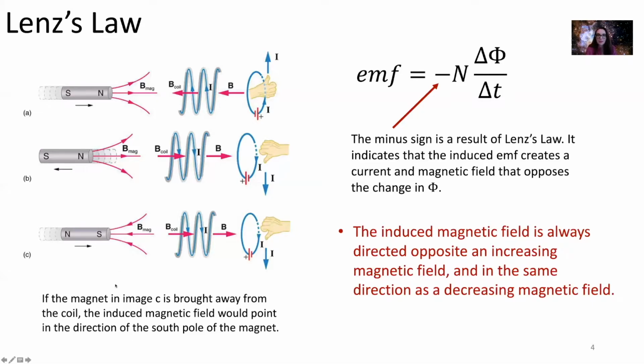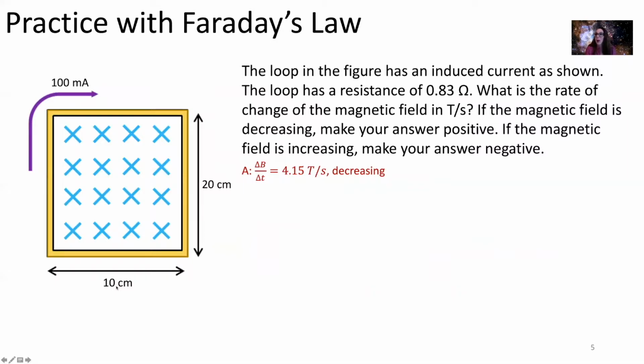Okay, and then we flip the pole, but the same scenario still occurs. So here's an example of a problem to help us practice with Faraday's law. We have a loop in a figure here that has an induced current of 100 milliamperes. The loop has a resistance of 0.83 ohms. What is the rate of change of the magnetic field in Tesla per second that created this induced current? We couldn't have this induced current if the magnetic field wasn't changing. So what is that rate of change of the magnetic field? That's what we're going to find here.